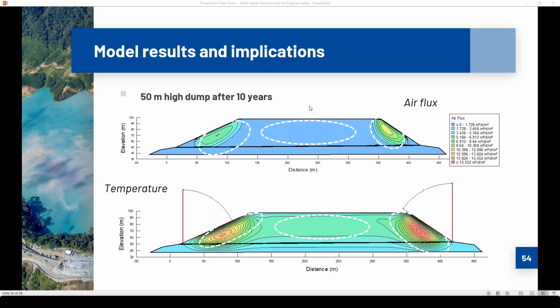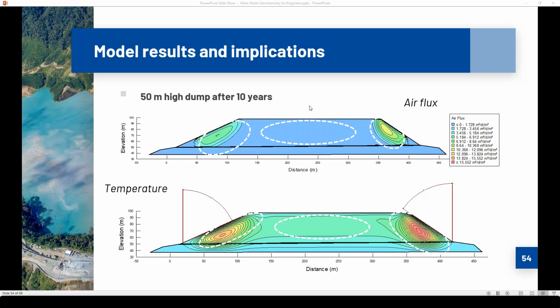So let's have a look at some results here. Firstly, we have a dump that we've modeled at the top there, without any cover. Two important things to note. At the top is the air flux, mostly along those batters on the left and right hand side. That's where we see most of the air flux coming in, and depending on the steepness and length of those batters, we get different amounts of air flux into that particular facility. That translates to the reactivity.